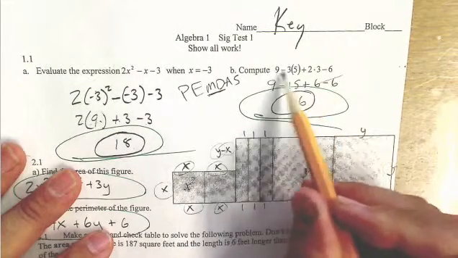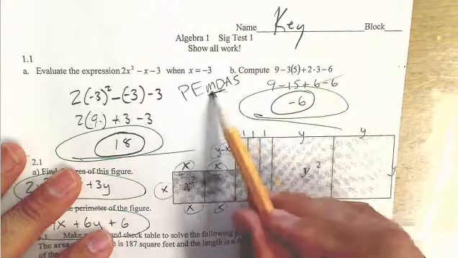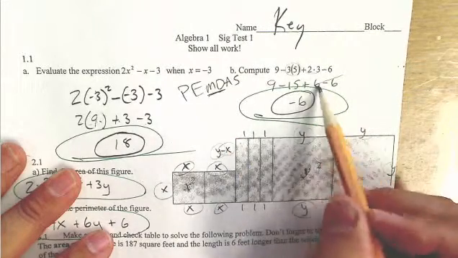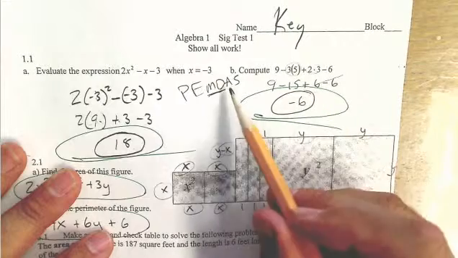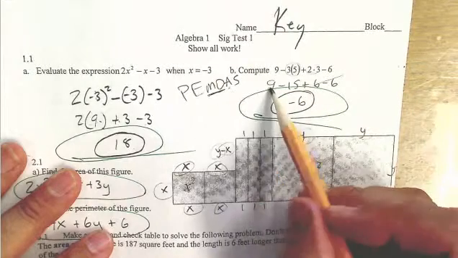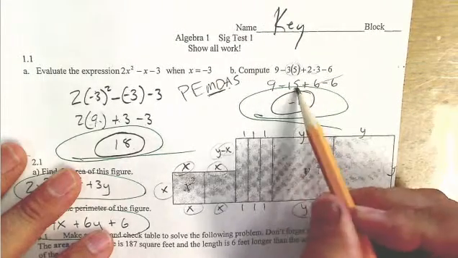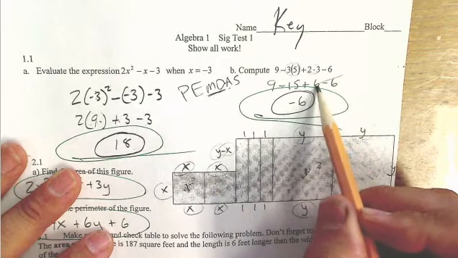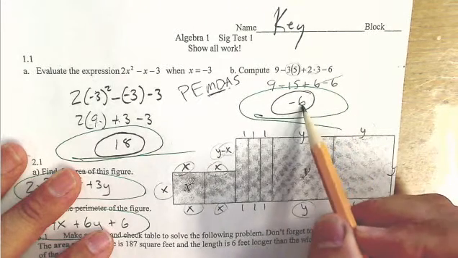There's no exponent, there's no parentheses. I must go to multiplication and division. So that's how I got the 15 here and the 6 here. And then addition, subtraction. 9 minus 15 is negative 6. Plus 6 minus 6 would just be plain old negative 6.